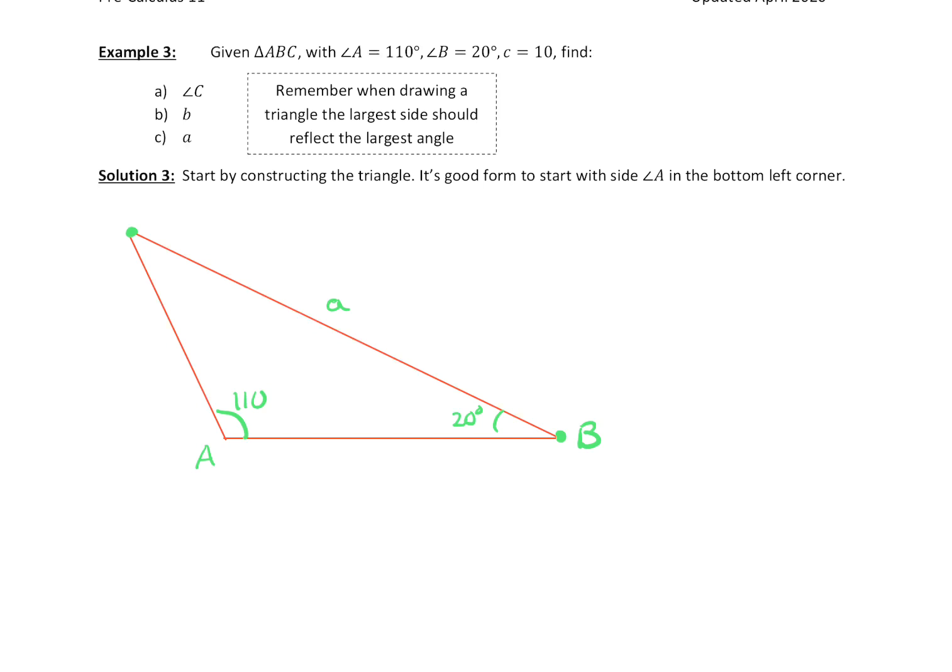Well, it's just 180 minus 20 minus 110. So angle C is equal to 50. So I know that that's 50 degrees. Just like that, you've solved for angle C. So that's part A of this question. Now you need to solve for side B, and you need to solve for side A. You know that that's 10.